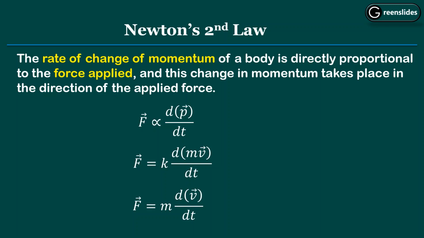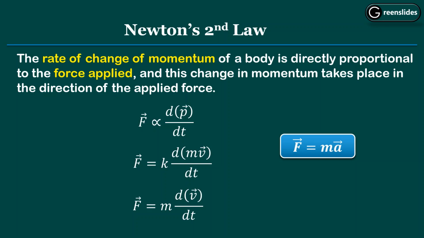Now, one piece of information here: k is actually the constant of proportionality. And the way we define a force, we take its magnitude as 1 in terms of SI units. All right? Now, what is dV by dt? It is actually the acceleration, correct? And that is why the whole equation boils down to F is equal to mass times acceleration.